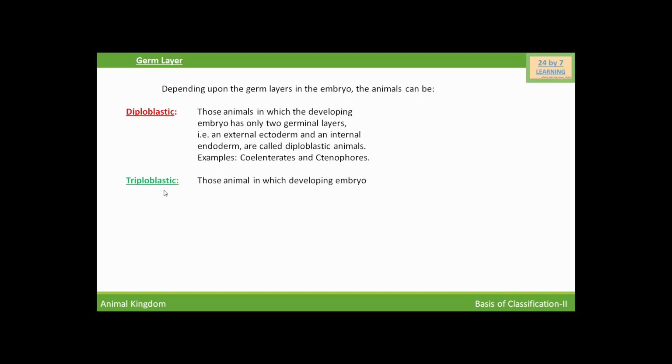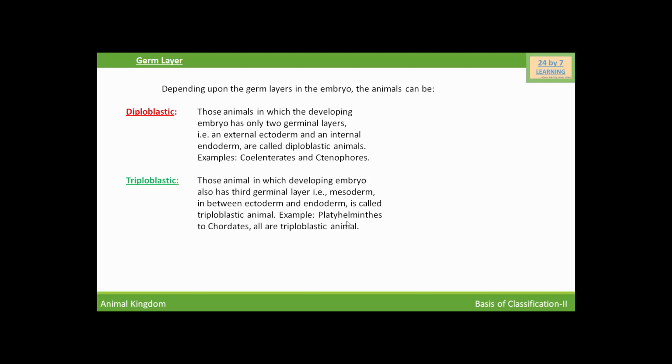Next is triploblastic animals. Those animals in which the developing embryo also has a third germinal layer, that is mesoderm, are called triploblastic. Mesoderm is present between ectoderm and endoderm. So those animals in which mesoderm is present between ectoderm and endoderm are called triploblastic animals. For example, platyhelminths to chordates are all triploblastic animals.